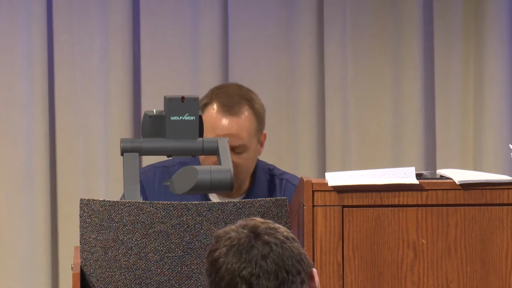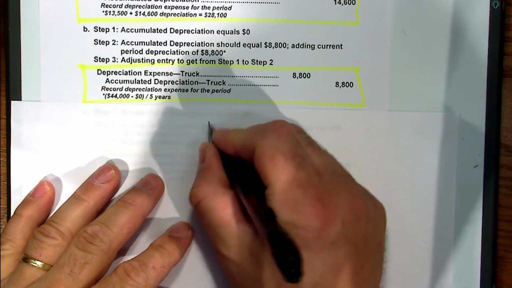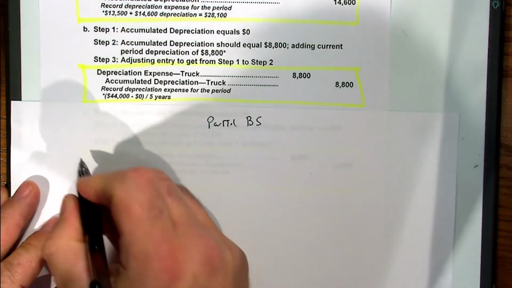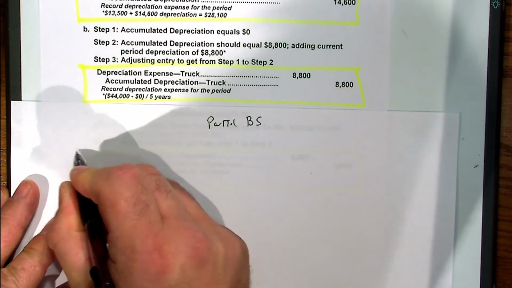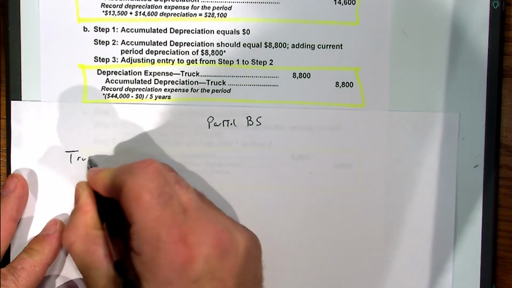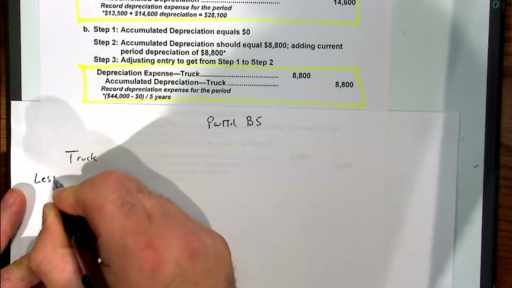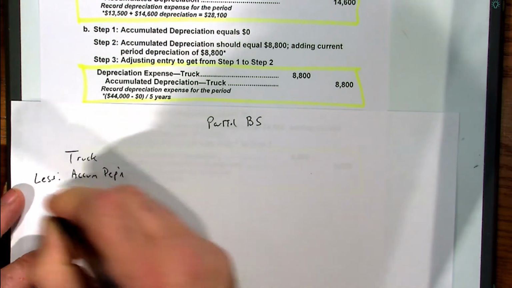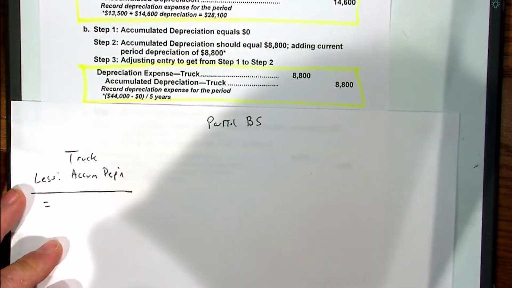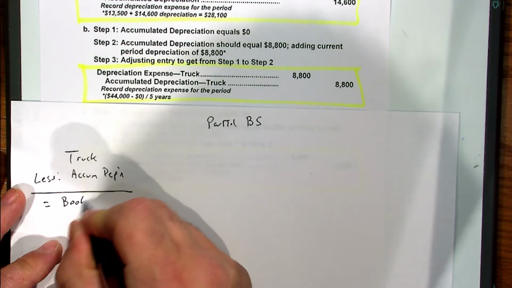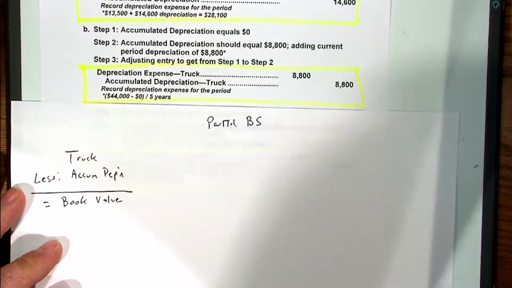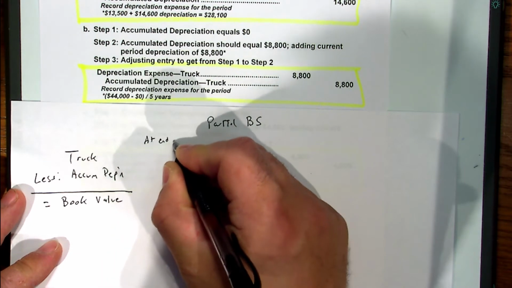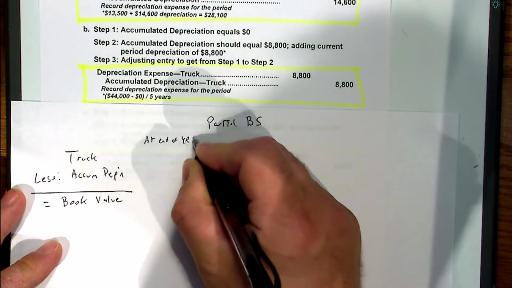I got it. Okay? I want to do a partial balance sheet. A partial balance sheet. And I want to show the truck less the accumulated depreciation. What does that equal? Cost less accumulated depreciation? Book value. So what are these amounts at end of year one?